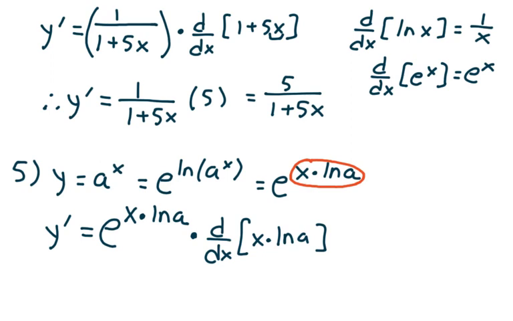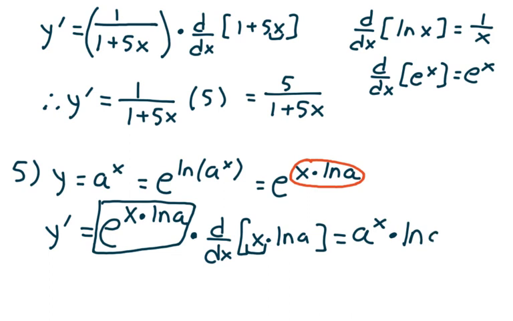Now, e to the x times natural log of a is just a to the x. So I'm going to write an a to the x there. And the derivative of x with respect to x is 1. And so I'm left with natural log of a. So y prime is a to the x natural log of a. a is greater than 0. a cannot equal 1. Or this doesn't make sense. Okay? That's how you do problem 5.